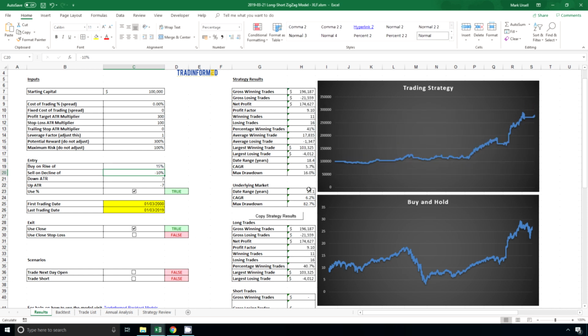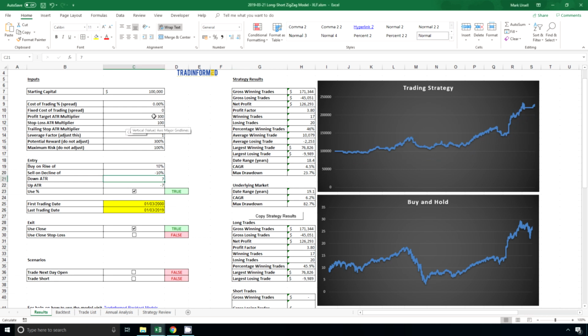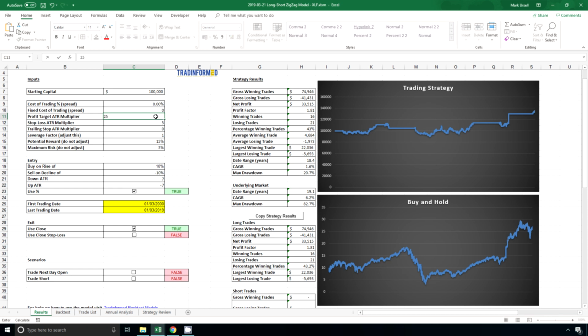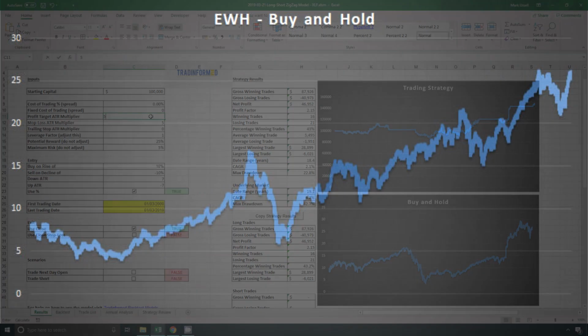What I'm particularly looking for is a low drawdown. I want a strategy that is going to keep me on the right side of the big trends, but with drawdown as low as possible. And again, we could look at the effects of putting in a stop loss or a profit target. We can set different reward to risk ratios and see how it affects the trading strategy.